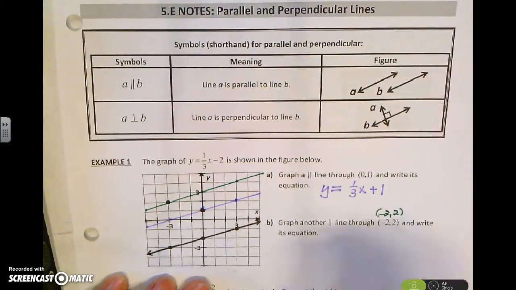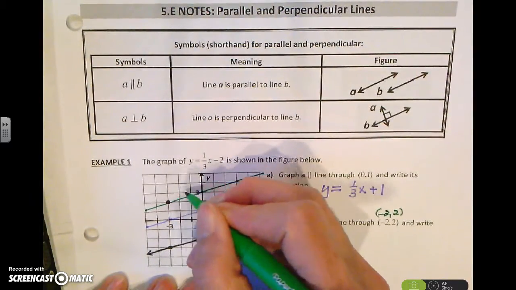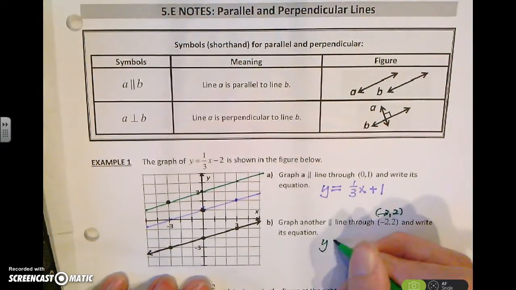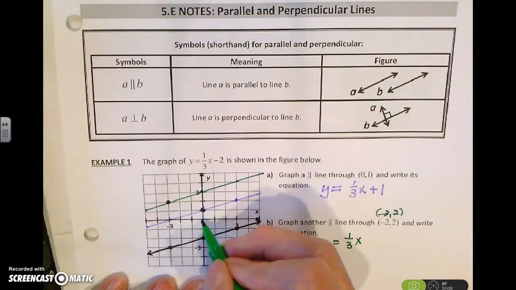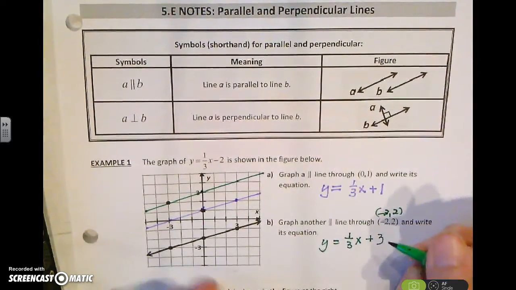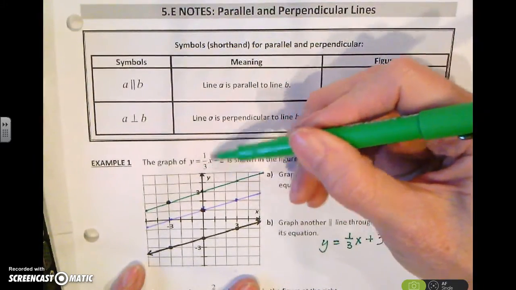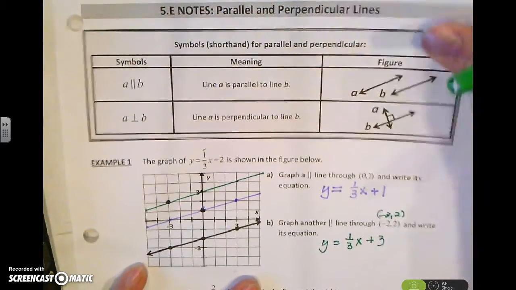So when I draw this line, you see it right there. My slope again is up 1 over 1, 2, 3 to this one. So y equals 1/3 x. And then the y-intercept is 1, 2, 3, so plus 3. So take a minute. Notice that in these parallel lines, they all have a slope of 1/3.